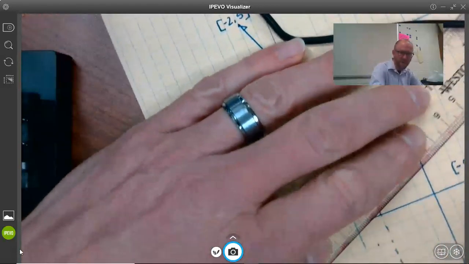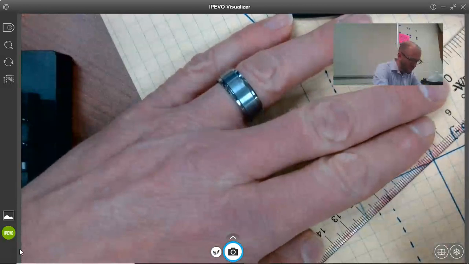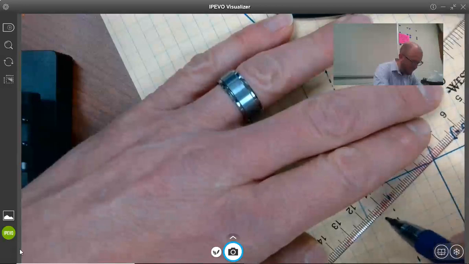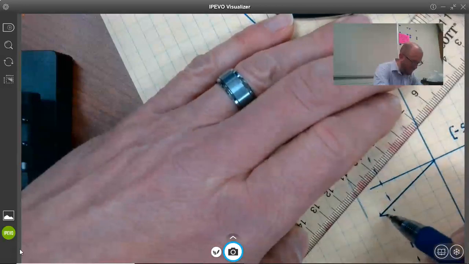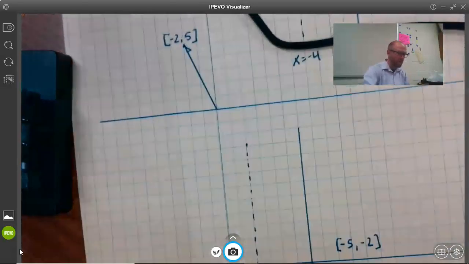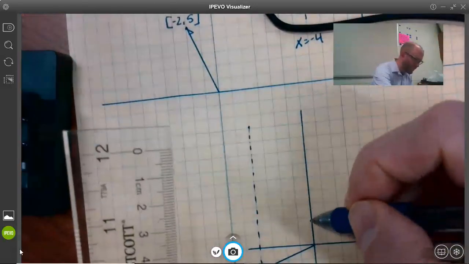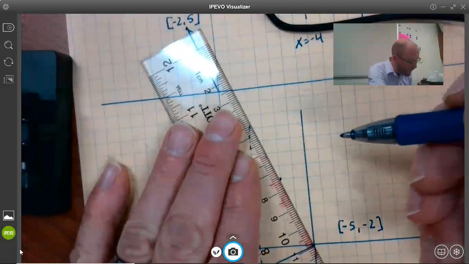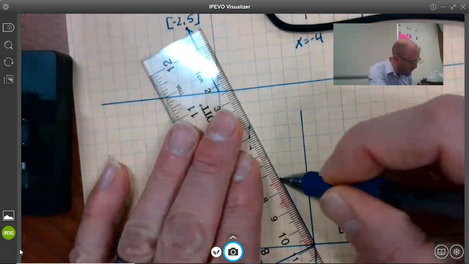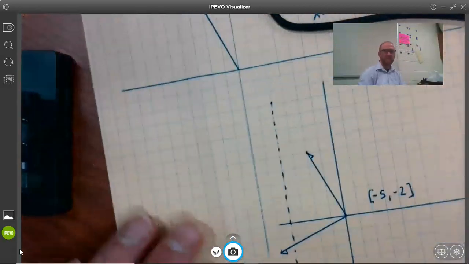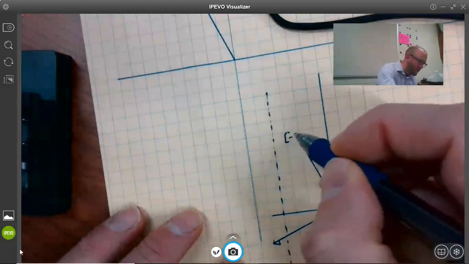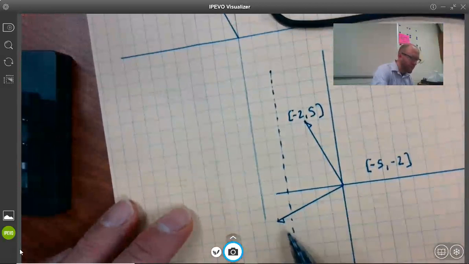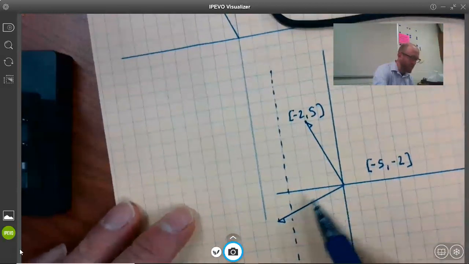I'm going to go sketch that in here. Let's see. And if you look at the original, I'll put the original in here, 1, 2, 3, 4, 5, and back 2. There we go. So there's the original vector right here, negative 2, 5. And here's the vector, negative 5, negative 2. So you can see that it's perpendicular to the original.